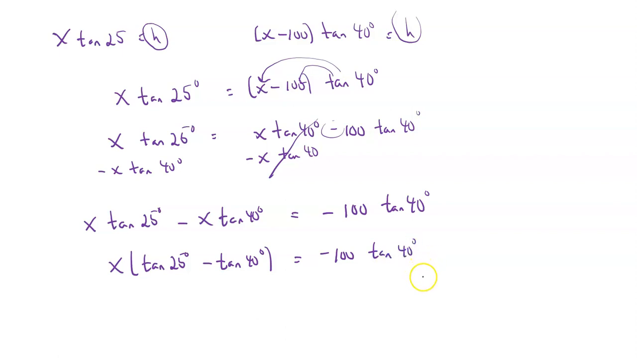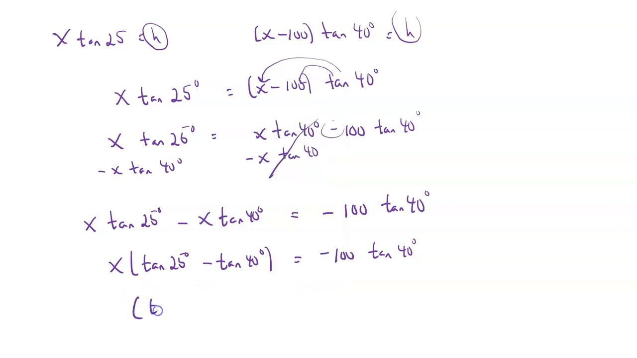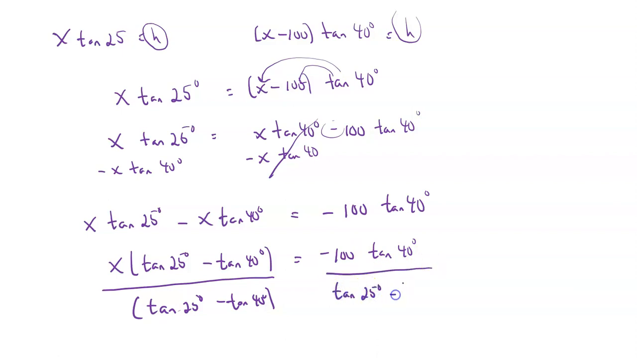Well, on the left side, it's just x times a number. Tan 25 minus tan 40 is just a number. I don't know what the number is, but it's a number. So divide both sides by tan 25 minus tan 40. Okay, those go away, and whatever I get on the right-hand side, that's x. So let's see what we get. All right, I get x equals 225.085.